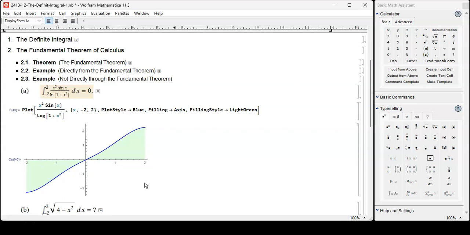Without the graph, it's going to be a bit harder, but you can still see that this is an odd function. X squared is even, 1 plus x squared is even, log of that, again, even. Sine of x is odd. So we have symmetry with respect to 0, going from -a to +a. But of course, graphing would be very helpful here.